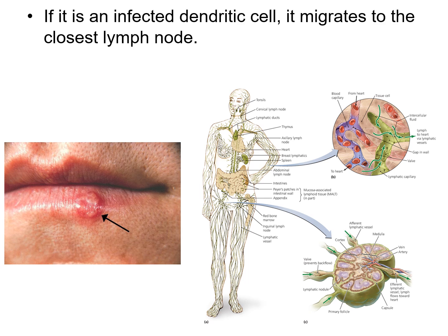If it is an infected dendritic cell, it migrates to the closest lymph nodes. So in the lip, you have some cells that have been damaged or infected by the herpes simplex 1 virus. The dendritic cell devours some of those cells that are infected and takes them to the closest lymph node.